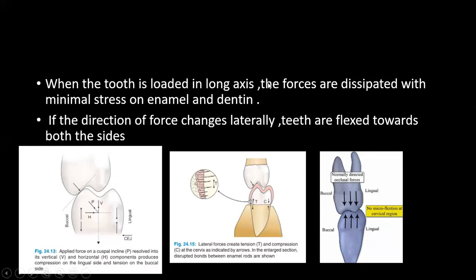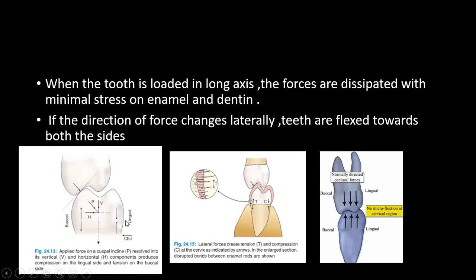So the cause of abfraction is this: when the tooth is loaded along the long axis, the forces are dissipated with minimal stress to the enamel and dentin. See here in this image, you can see the tooth is loaded along the long axis, with normally directed occlusal forces. In these cases, the forces are dissipated with minimal stress to the enamel and the dentin. If the direction of the force changes laterally, like what you see in this image, then the tooth is flexed towards both sides. So here you can see a force applied on the cuspal incline.